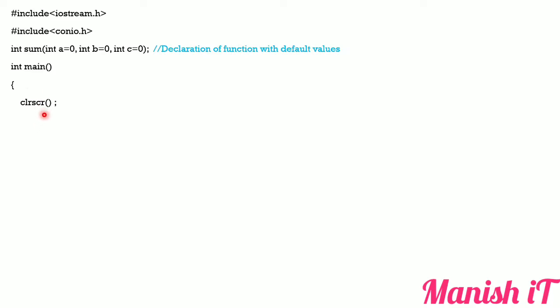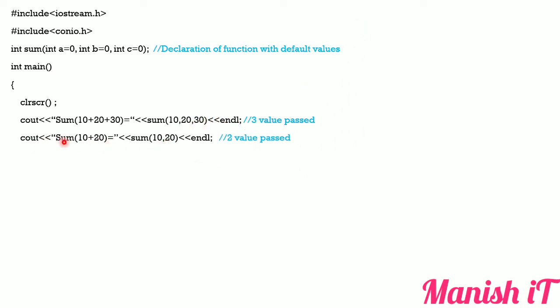So I have directly cleared the screen, and here cout sum 10 20 30, and the sum function is called and those values are passed as integer type. So 10 20 30 is passed. After passing these values, 10 is initialized to a, 20 is initialized to b and 30 is initialized to c. In the definition part you will see how it is defined. So it gives a value like 60.